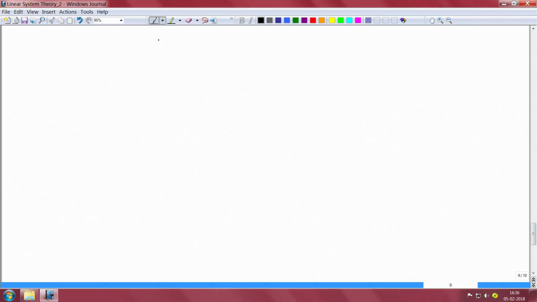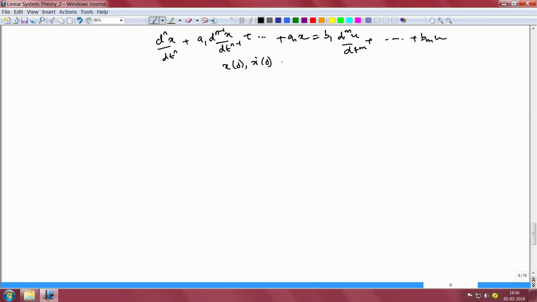So, to recap what we are talking about, let me write out the differential equation that we are out to solve. It is the nth derivative of x with respect to time plus a1 times the (n minus 1)th derivative of x with respect to time, and so on and so forth, plus a n x is equal to b1 times the mth derivative of u with respect to time, and so on up to bm u, and with these initial conditions x dot of 0 and so on, the (n minus 1)th derivative of x at 0.